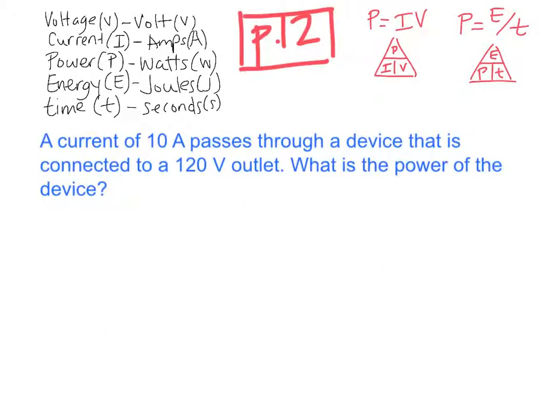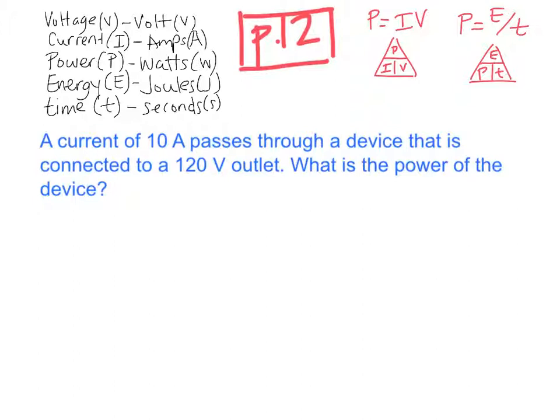All right, so we are going to solve our first power problem. Page 12 I've just put up here because that is the page in your notes that gives you the instructions on how to solve a power problem. Now the step-by-step is very similar to Ohm's law, but follow along in your notes if you can. The problem that we have is a current of 10 amps passes through a device that is connected to a 120 volt outlet. What is the power of the device?